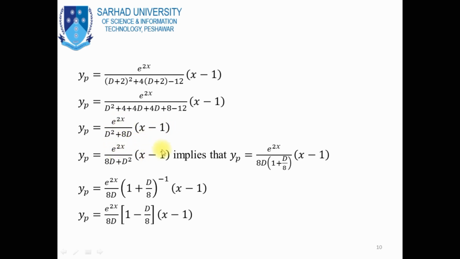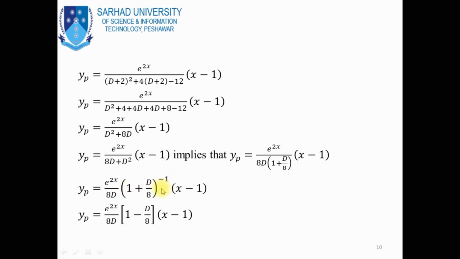Now this is the polynomial, and for the inverse operator upon the polynomial we take out the lowest degree term. This is taking common the lowest degree term. This is the lowest degree term, 8d is the lowest degree term. So we can write e power 2x divided by 8d into 1 plus d by 8 into x minus 1. Now 1 plus d by 8 shifted to the numerator, we obtain 1 plus d by 8 power minus 1.